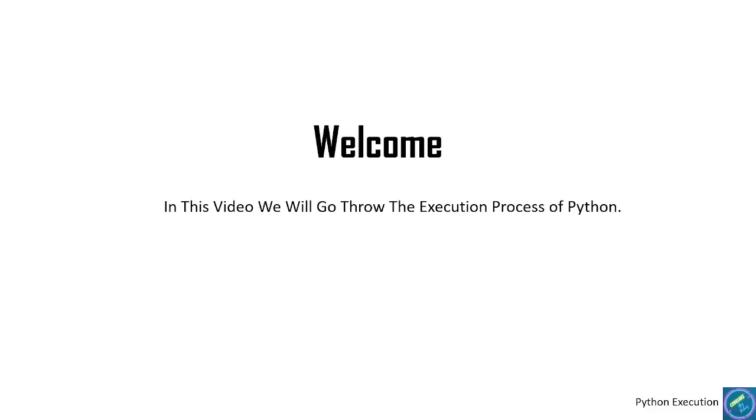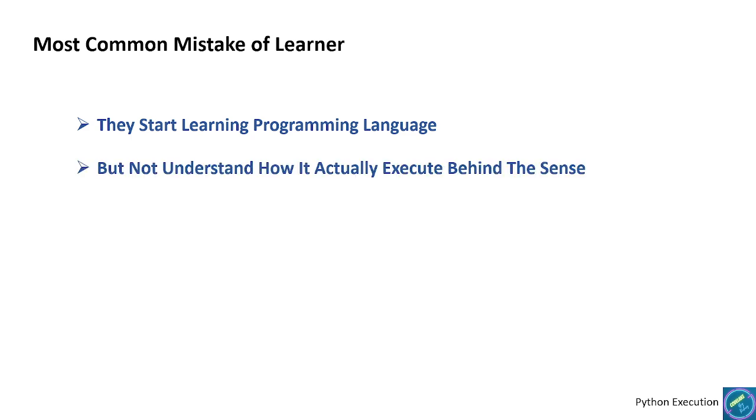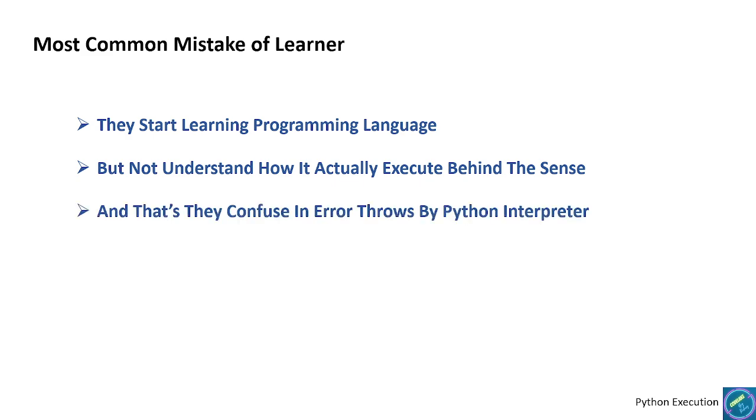Welcome. In this video, we will go through the execution process of Python, how Python language is interpreted behind the scenes, and what the stages are through which the source code is executed and compiled into machine code. Let's understand. The common mistake learners make at the first stage of learning any programming language is that they start learning the language but do not understand how it actually executes behind the scenes, and that's why they get confused by errors thrown by the Python interpreter.